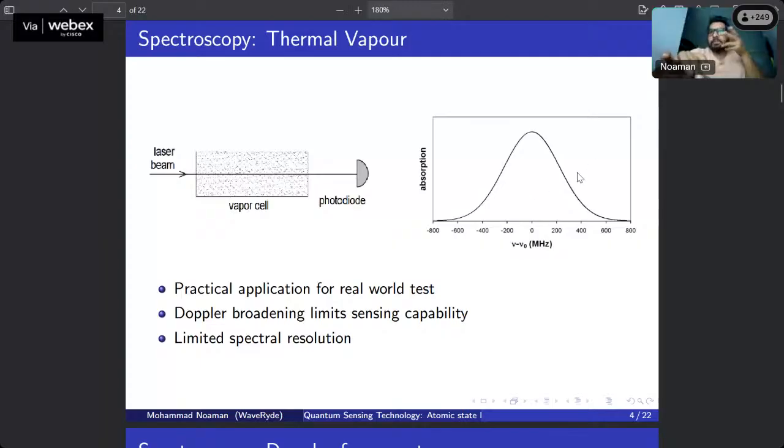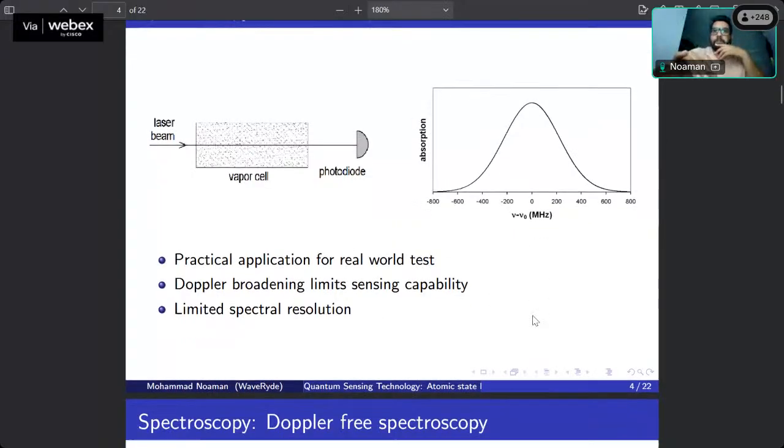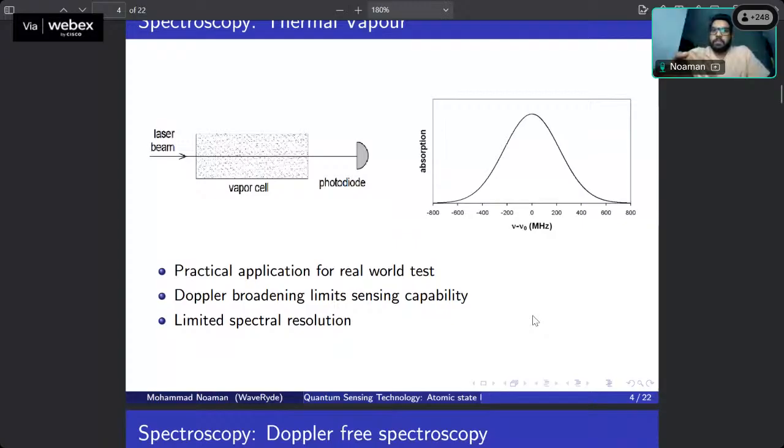So the problem is it's very broad, and so it's limited for any spectroscopic purposes. Then the question is, can we do something about it?